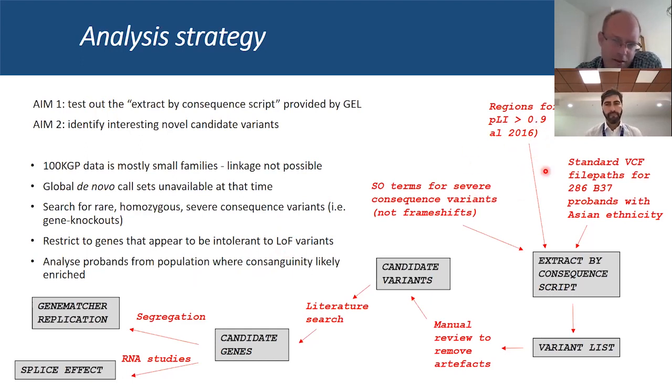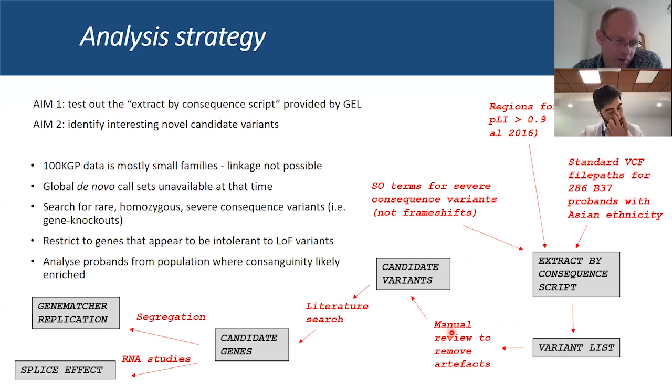So I put together this rough schematic diagram just showing you. To get this script to work, we needed 3 input files: what we define as a severe consequence, a set of genes that we think are intolerant of loss of function, and then these 286 file paths pointing the script to these VCF files, and then that generated a variant list.